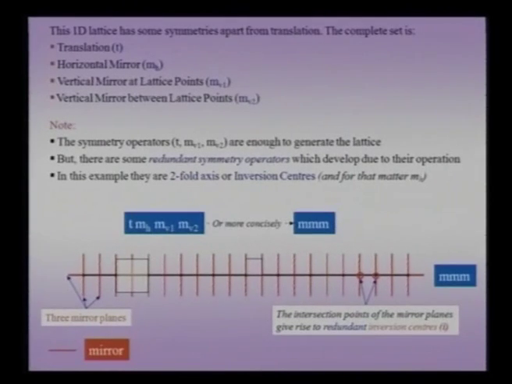Now, you can also consider certain redundant symmetry operators, which arise purely because of the existence of these mirrors. For instance, these points can also be centers of inversion. But this is a redundant symmetry operator, because the lattice itself does not need this kind of symmetry operator to be generated. So, you can describe this kind of lattice either in terms of the mirror planes or in terms of this inversion symmetry.